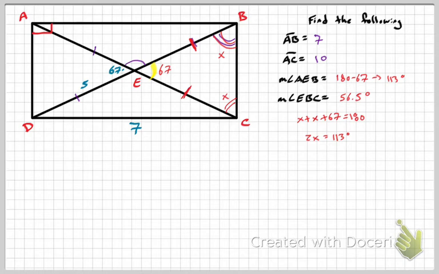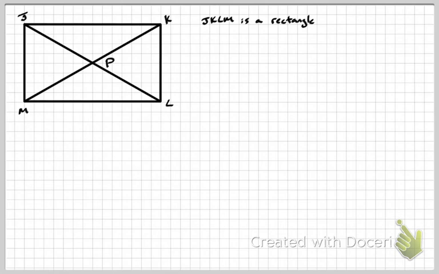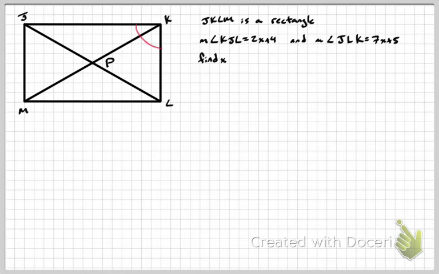Let's do a couple more examples, and then that'll be it for the notes for today. So again, JKLM is a rectangle. Angle JKL is 2x plus 4, and angle JLK is 7x plus 5. Find x.